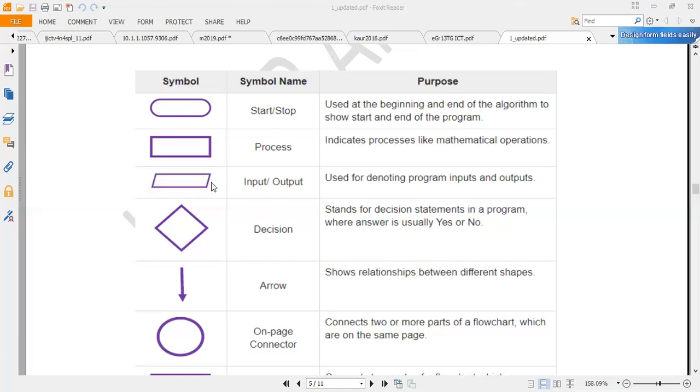Input/output can be denoted as input and also output. Use start for denoting program inputs and output. This is a decision. Decision stands for decision statements in a program where the answer is usually yes or no. Arrow shows relationships between different shapes.